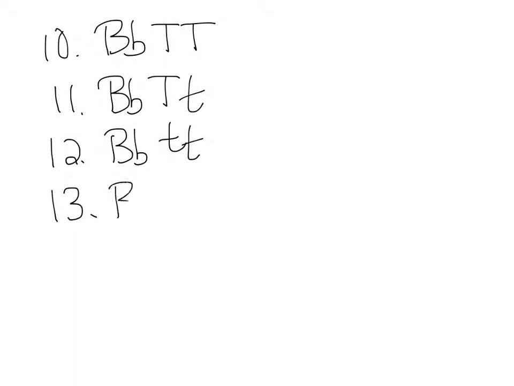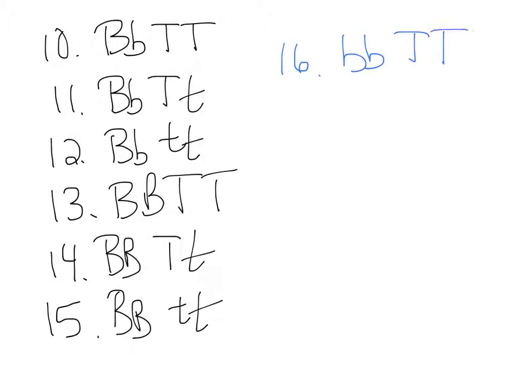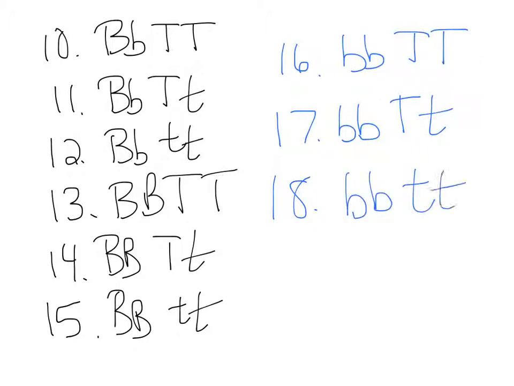13, homozygous brown, homozygous tall is big B, big B, big T, big T. 14, homozygous brown and heterozygous tall is big B, big B, big T, little t. 15, homozygous brown and short is big B, big B, little t, little t. 16, blonde hair and homozygous tall is little b, little b, big T, big T. 17, blonde hair and heterozygous tall, little b, little b, big T, little t. And 18, blonde and short is little b, little b, little t, little t.